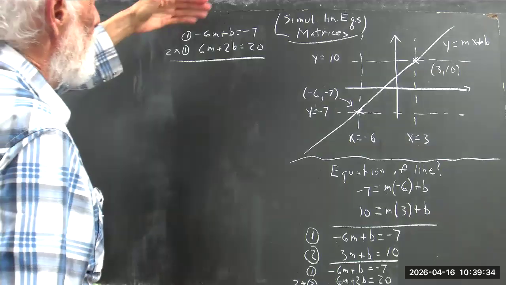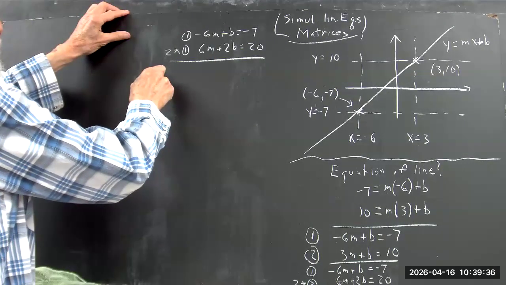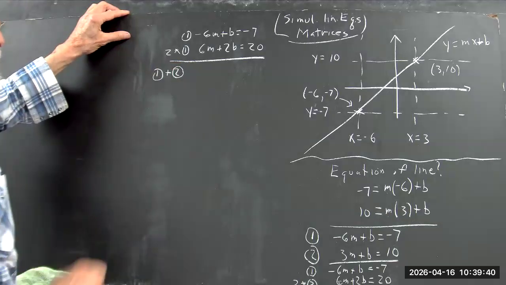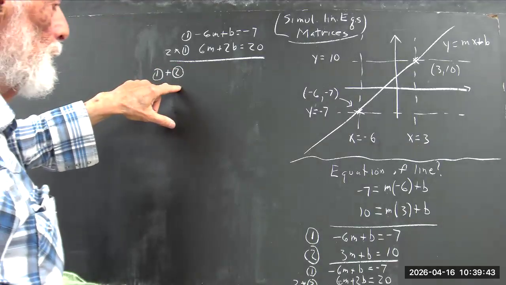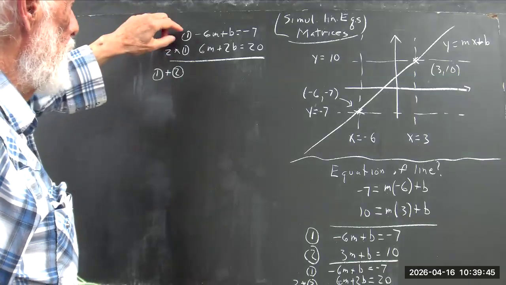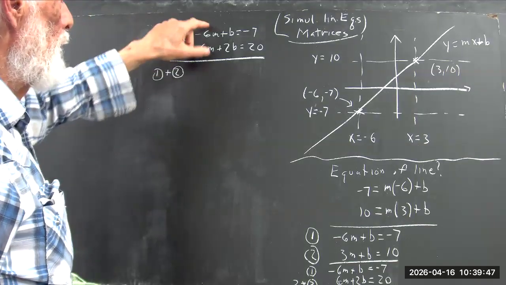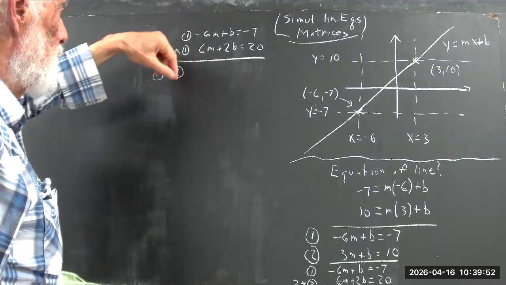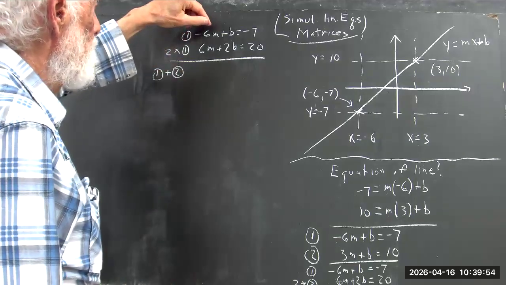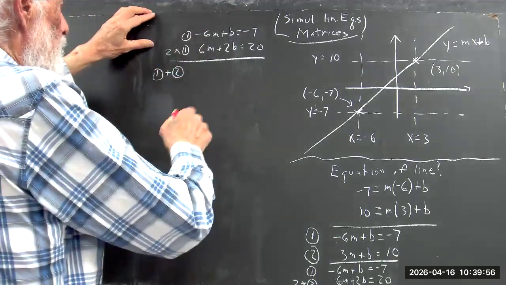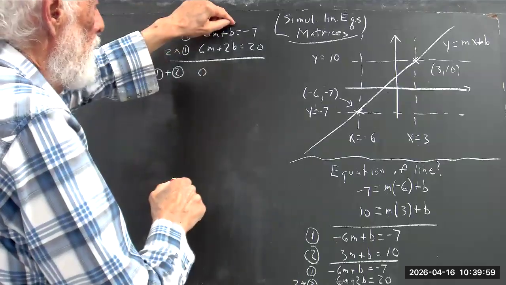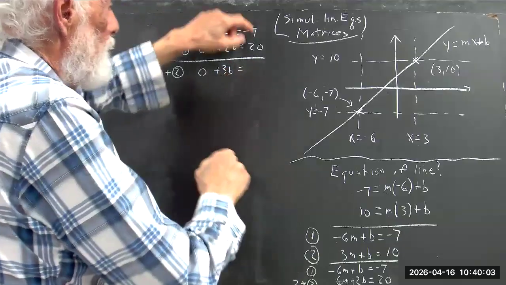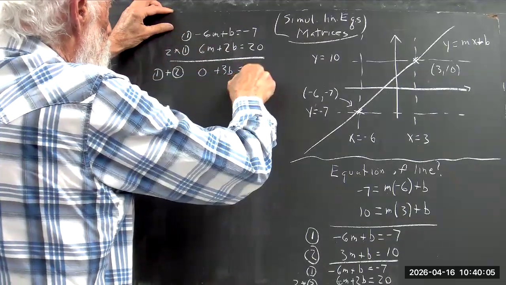Okay. Now, I add the 2 equations, which means I take equation 1 from the previous set and add it to equation 2. I write circle 1 plus circle 2, which means I take the equation 1 and the equation 2 that I just got. The negative 6m will add to the 6m and give me 0. The b will add to the 2b and give me 3b. And the negative 7 will add to the 20 and give me 13.